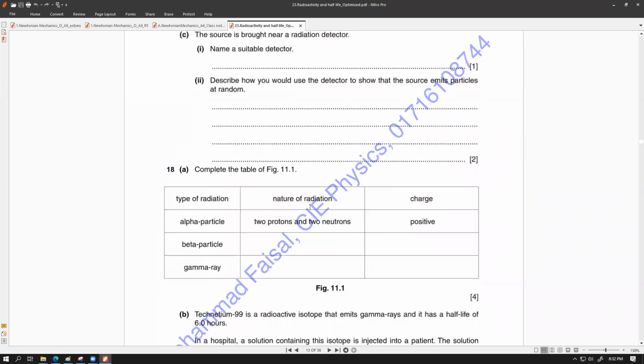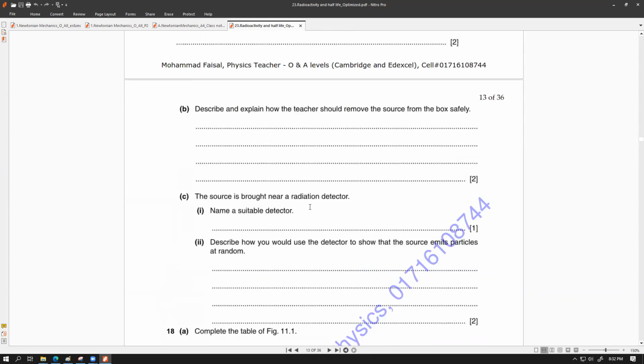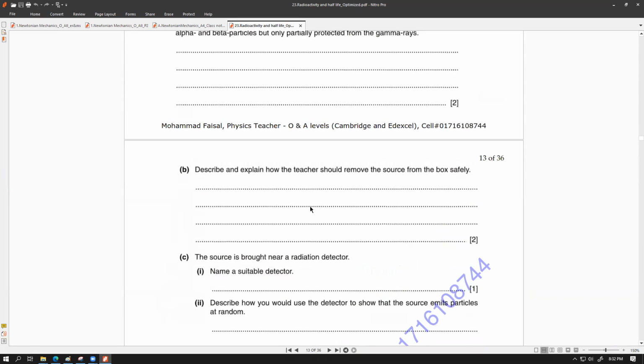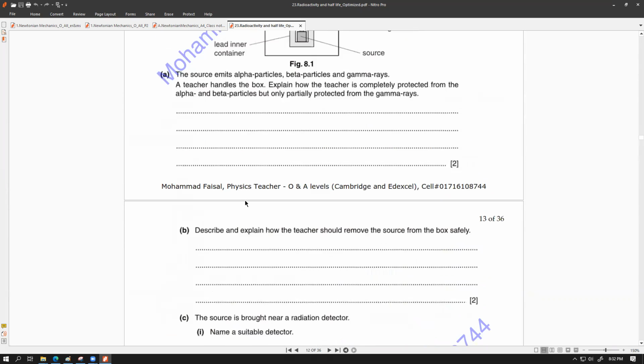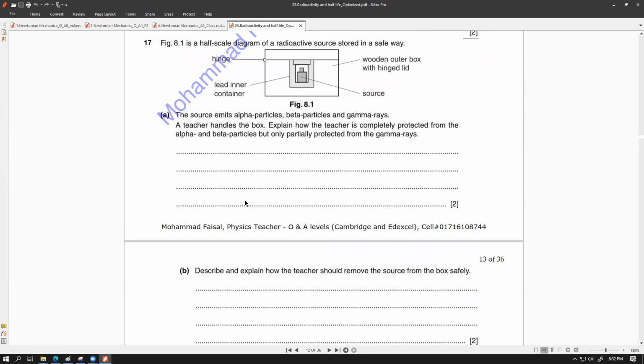Sir, Sabir asked to say the answer of part B again. Explain how the teacher should remove the source from the box safely. The teacher should wear a lead-lined dress and use tongs to take the source out of the box. Yes sir, understood.